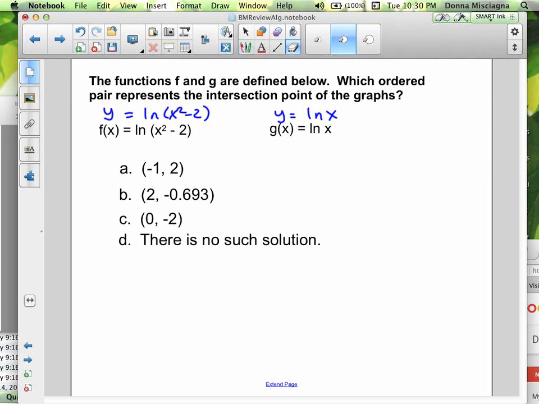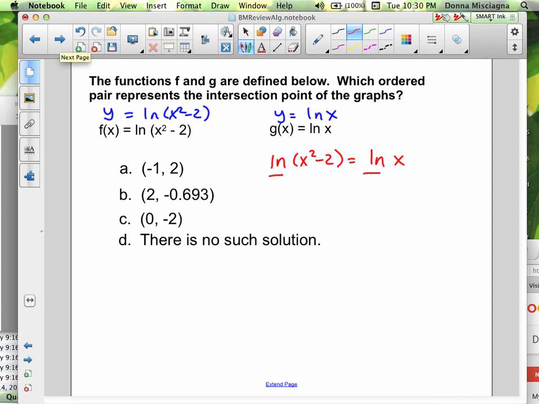All right, so we have natural log, I'll solve it in red. So we have natural log of x squared minus 2 equals natural log of x. Okay? So remember, when the log functions match, you can drop the logs and set what follows equal. So we have x squared minus 2 equals x.